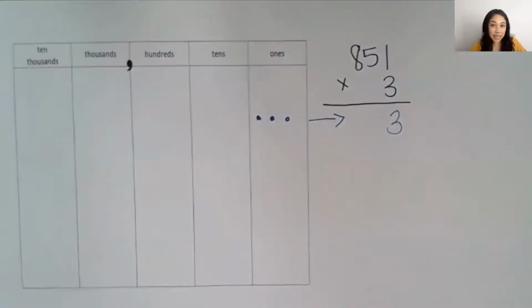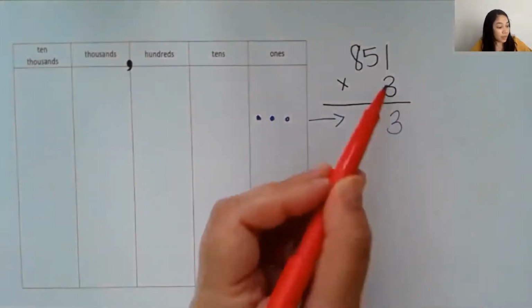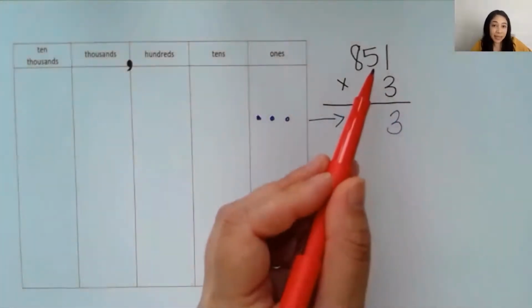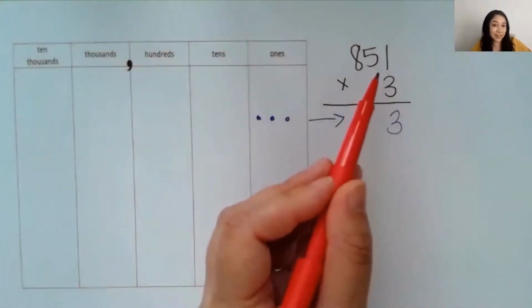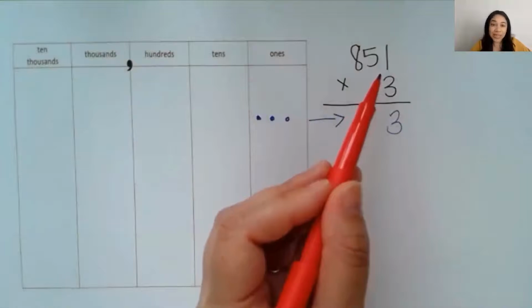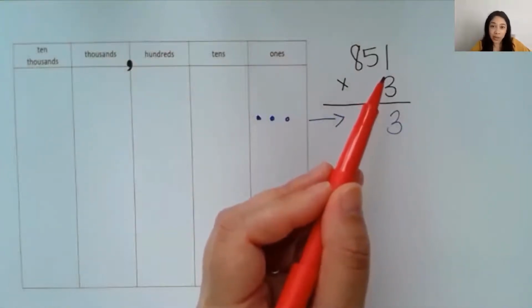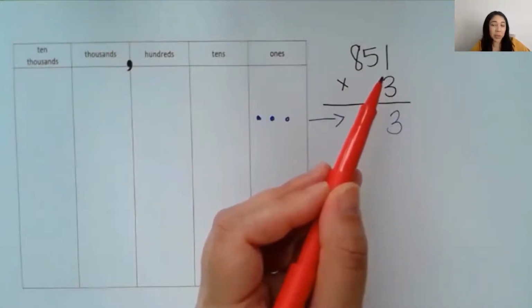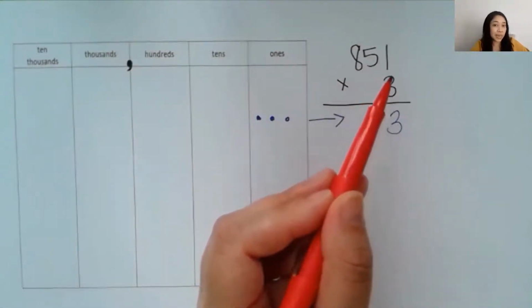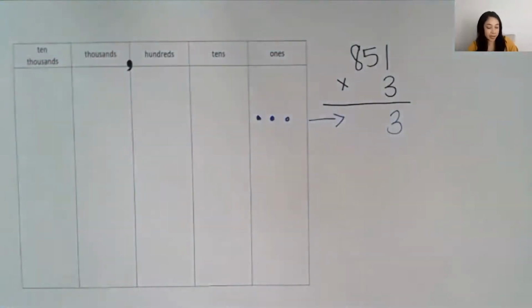Let's now move into the tens place. 3 times 5 tens is 15 tens. We're going to record this in our place value chart as 150 tens. And we'll record this one a bit lower than the ones so that we can see the separate partial products.